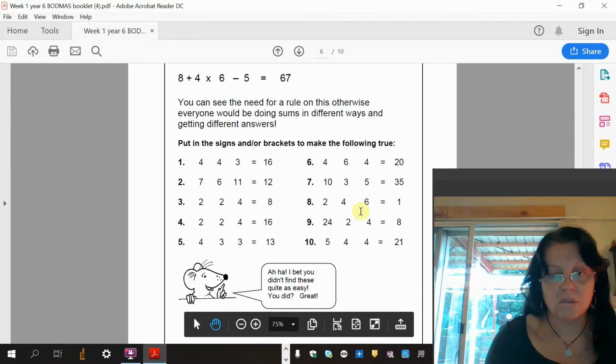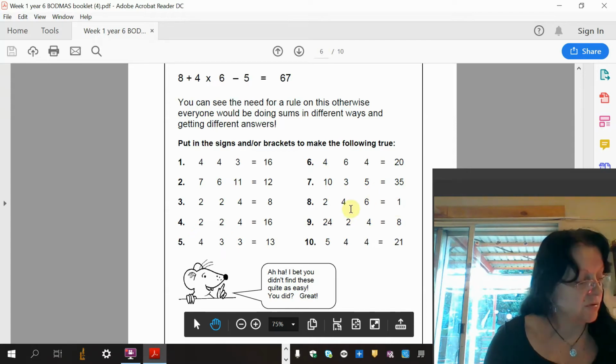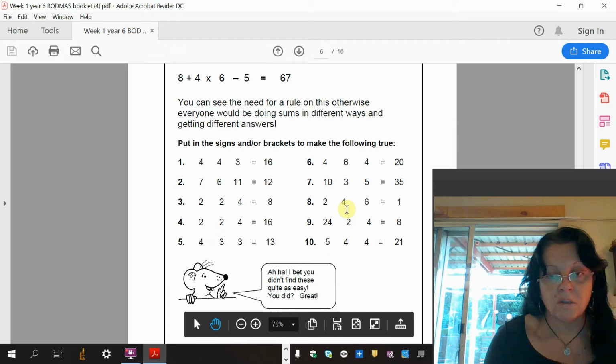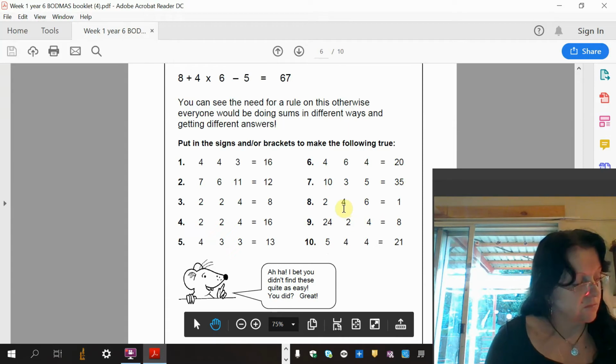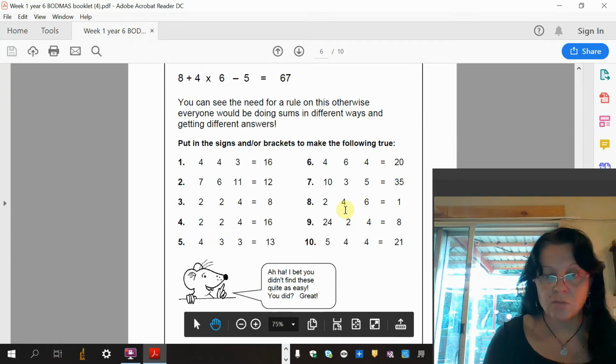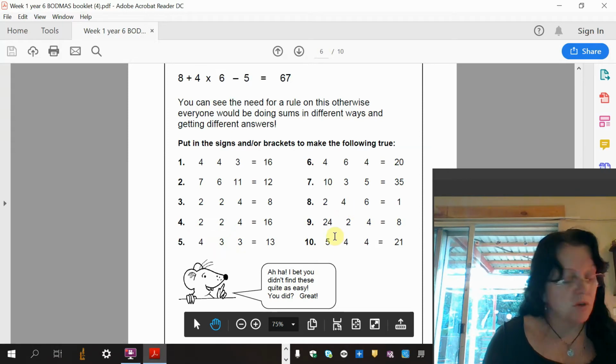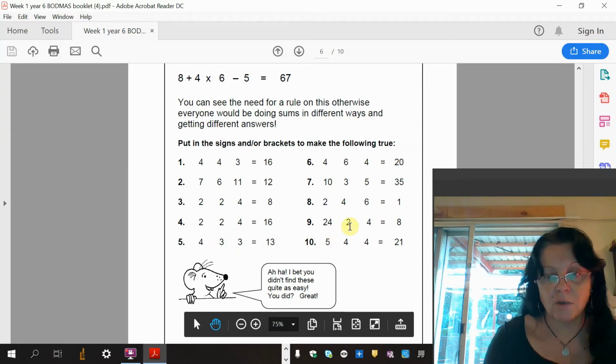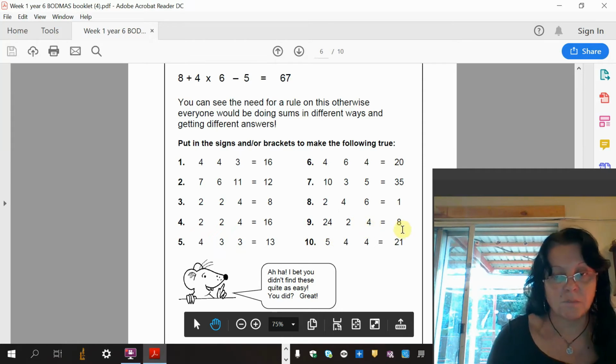Number 8 is 2 plus 2, which gives us 4. 2 plus 2 is 6, and then divided by 6, which gives you 1. Number 9 will go 24 divided by 2, which is 12, and then take away 4, and that takes us back to 8. And number 5 is 5 plus, and in brackets 4 times 4, which gives you 21.